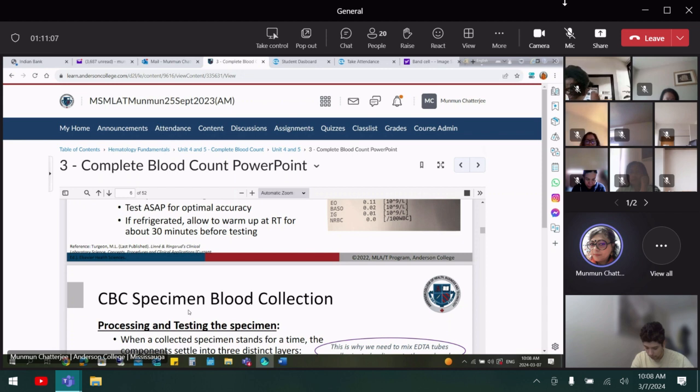You saw the label, right? I showed you. They write the CBC, the lavender tube, the mint tube. Remember I showed you the blood work label. When there's an INR, it is light blue; nowadays it is written for us.